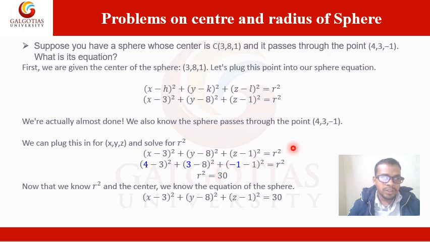Since this is your equation of sphere, it must satisfy all the points on the surface. So you can put the value of x, y and z as 4, 3 and minus 1. They all lie on the surface of your sphere. So you can put all the values and get the value of r square, and in this way you will get the equation of sphere. So your equation of sphere is going to be (x minus 3) whole square plus (y minus 8) whole square plus (z minus 1) whole square is equal to 30.